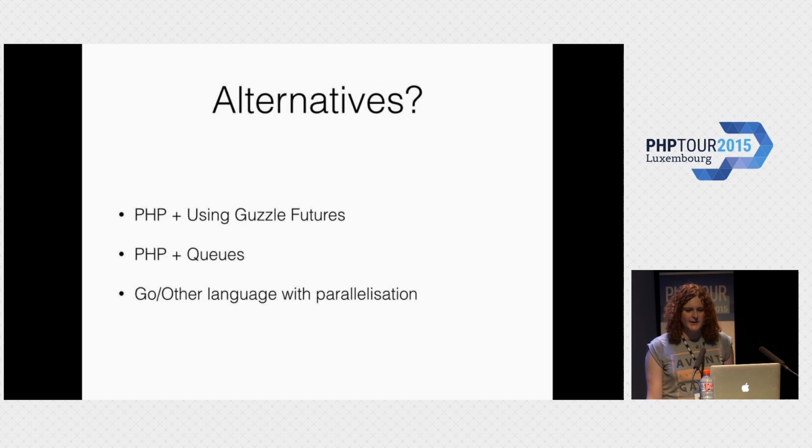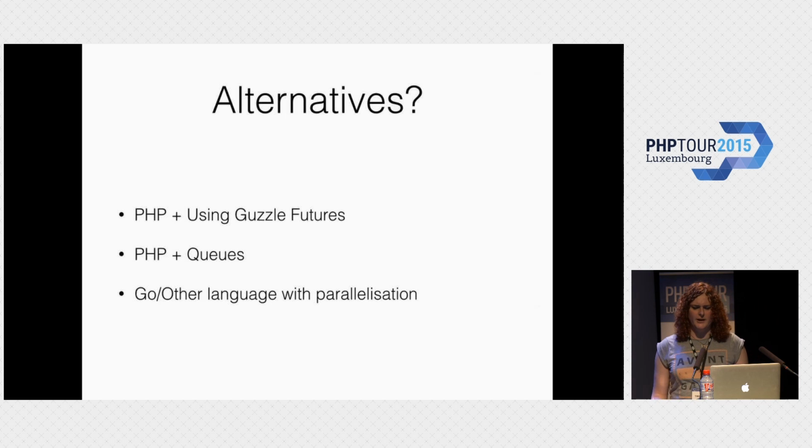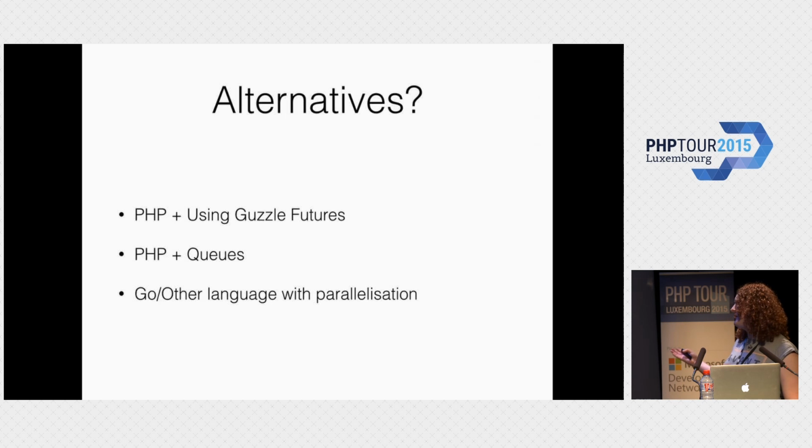So if you don't really like Express and you think it's going to be much better if you can stick with PHP for your entire stack apart from the front end, then you can always use Guzzle, which uses Guzzle Futures, which are built on top of React. You can use PHP and queues. You can create a multi-service environment based on CQRS or something like that and use PHP for your services. That would also work and offer you an asynchronous client. And you could use Go or another language which supports parallelization really, really well.